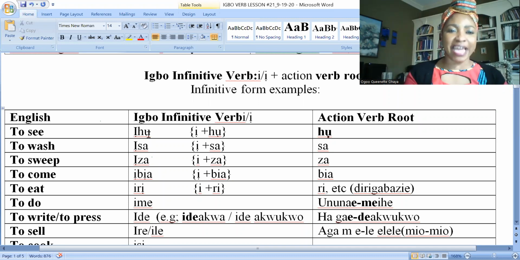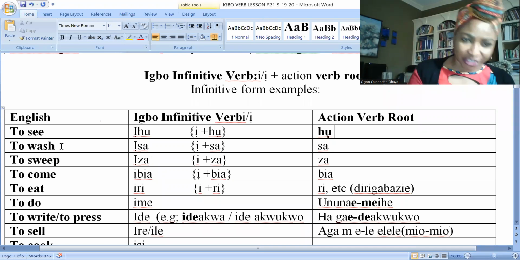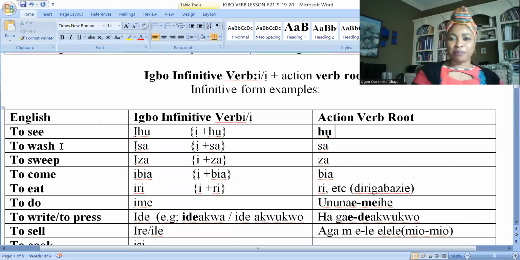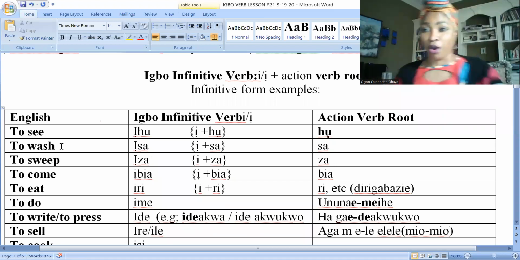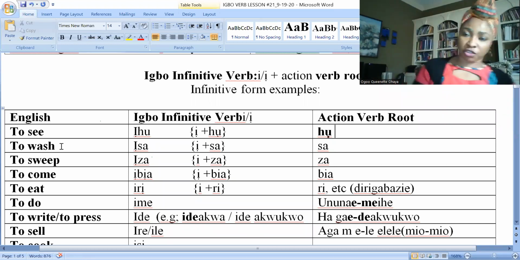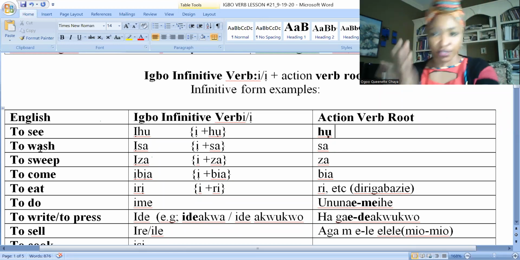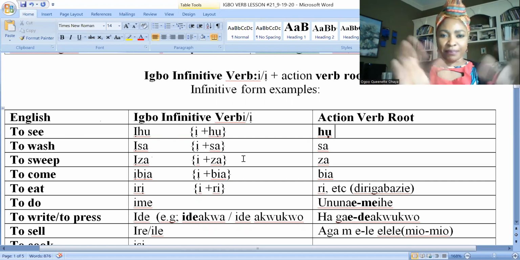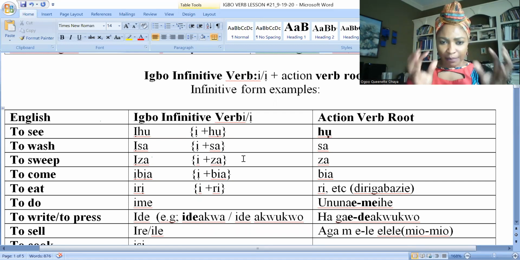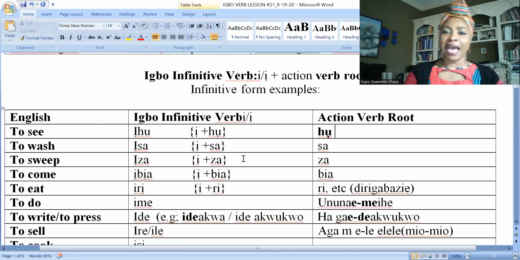To see means eho. To watch, which is to wash your hand, wash the plate, wash the clothes, not to watch TV or to watch football or basketball or soccer. All right, so this is to watch, esa. So don't worry about what I put in brackets, okay? What is in the brackets is just for you to see how we bring out the infinitive and then the action root. So action verb root, but it's just one word.